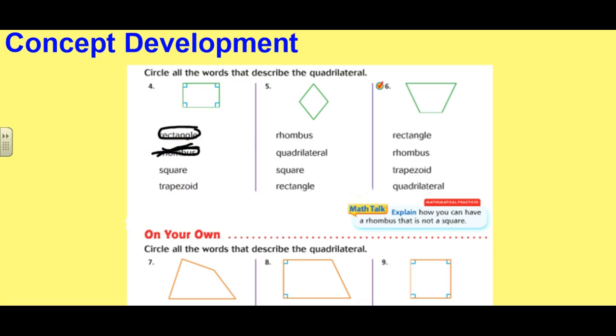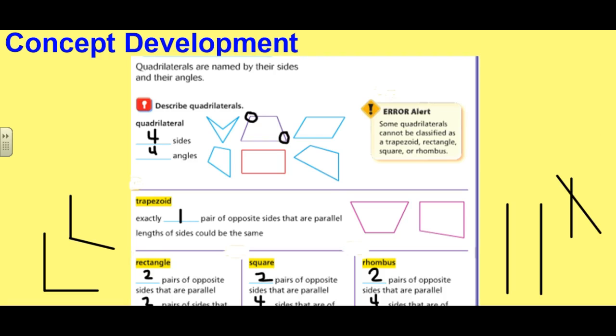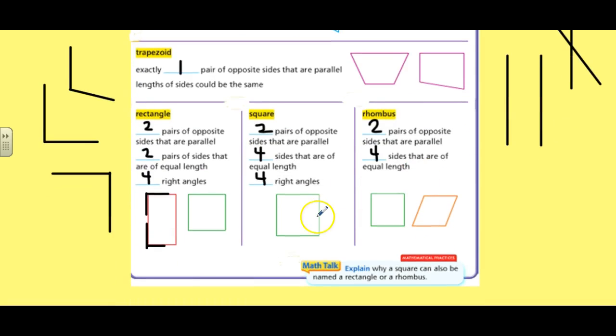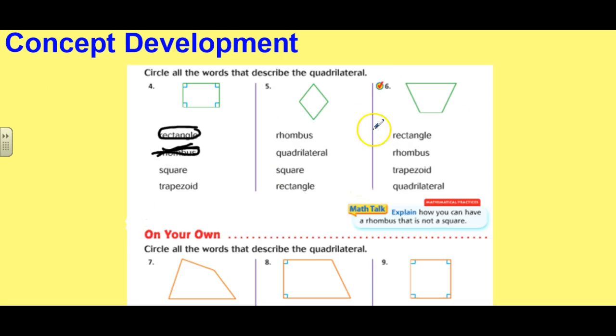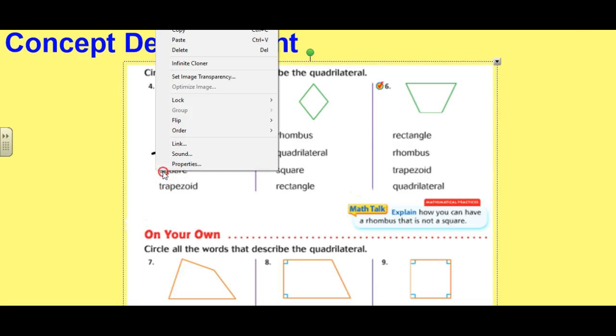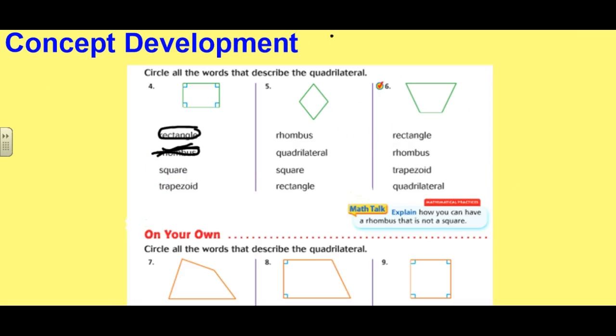A square. We said that a square could be a rectangle, but we also said that a rectangle could not be a square, and the reason why is because a rectangle does not have 4 sides that are of equal lengths. So we're not going to be saying that a square is part of this one right here. So I'm just going to mark that out.